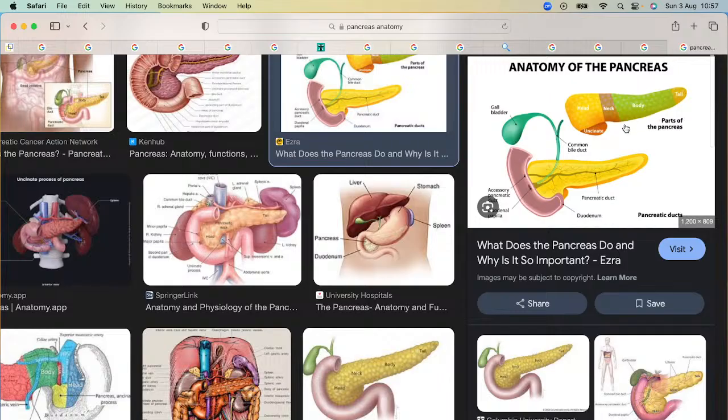And there is also another branch from the splenic artery called the pancreatica magna artery. If you read Last's Anatomy, as far as I remember, it's also highlighted in bold. Pancreatica magna artery comes from the splenic artery and supplies the pancreas directly.